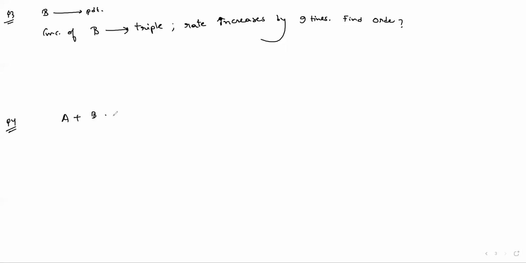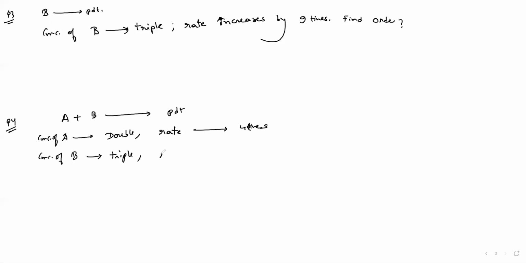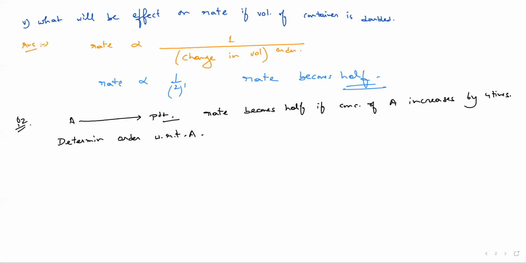Question number 4. A plus B changes to product. Now for A, if concentration of A doubles, rate becomes 4 times. If concentration of B triples, rate becomes 1/3. Find the overall order. Solve it. I am giving you 5 to 6 minutes. Solve it.